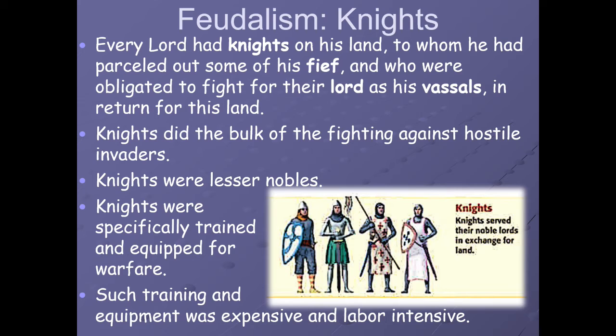Knights did the bulk of the fighting against hostile invaders. Knights were lesser nobles, and knights were specifically trained and equipped for warfare, and such training and equipment was expensive and labor-intensive.